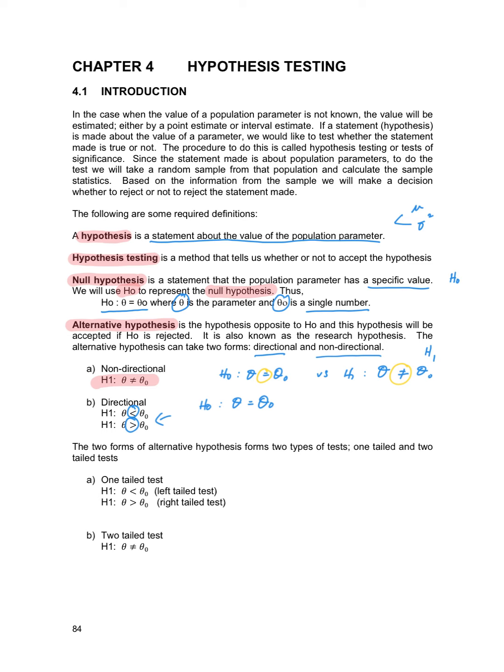Okay, so kalau non-directional, alternative dia sama ada not equal. Okay, directional ada either greater or less than. So, the two forms of alternative hypothesis form two types of test. Okay, one tail and two tail. So, kita ada one tail and two tail test.